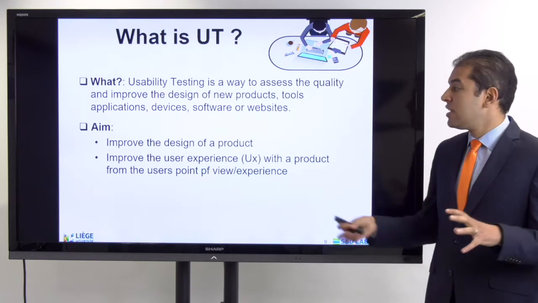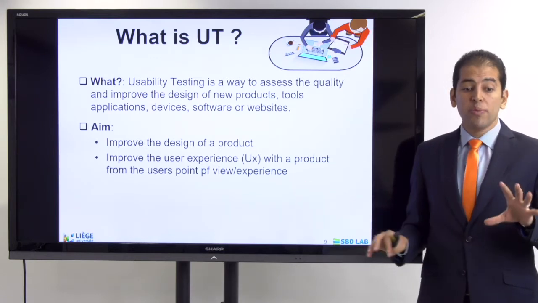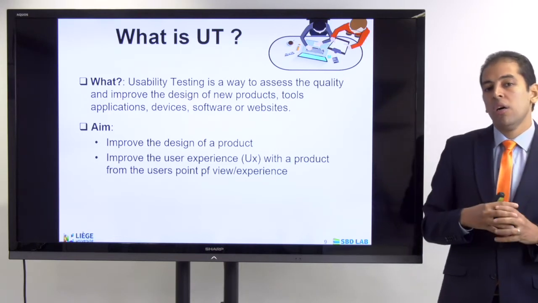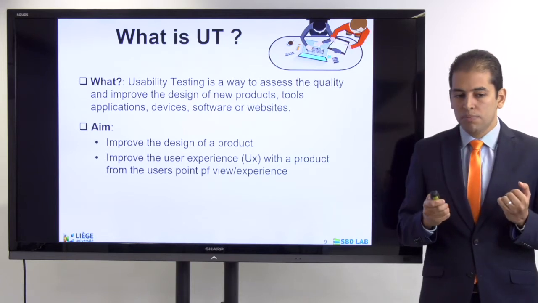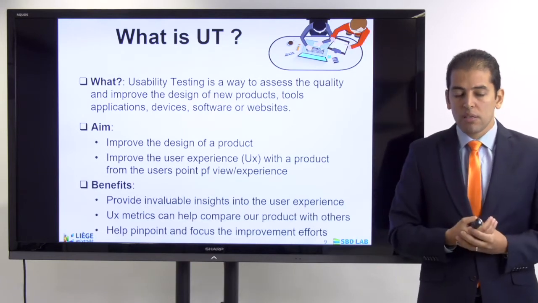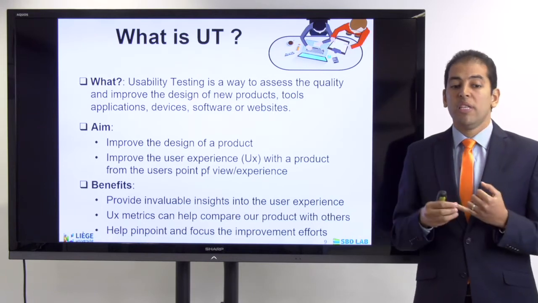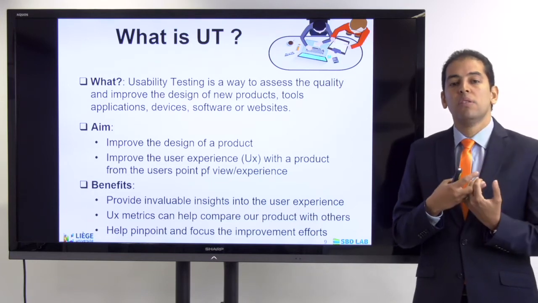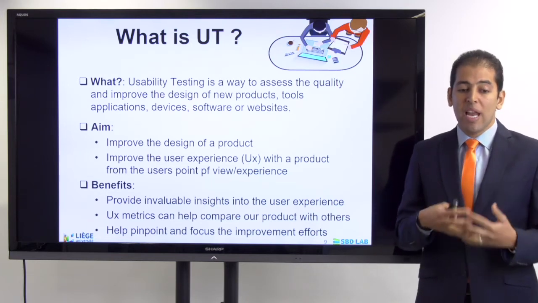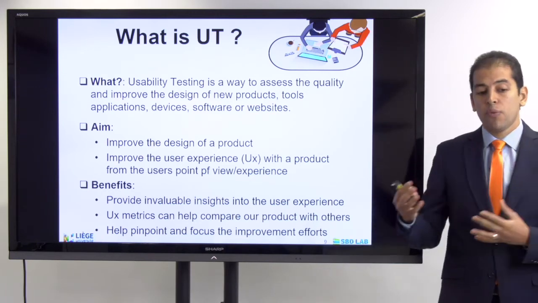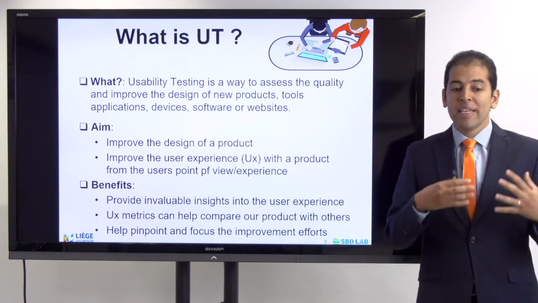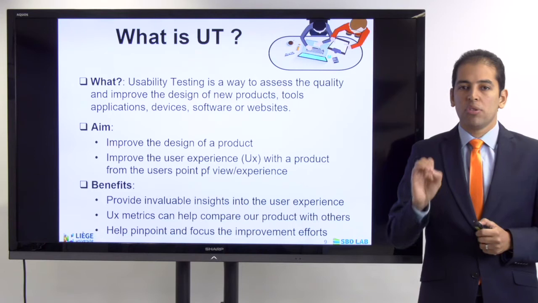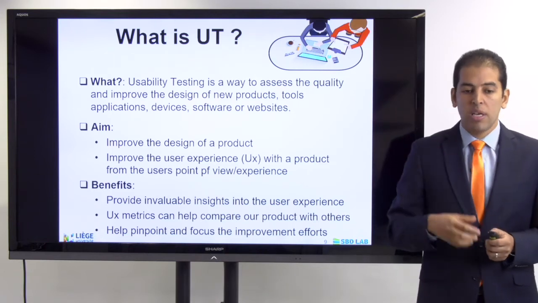The aim of usability testing is to improve the design of a product, and improve the overall user experience with a product from the user's point of view. Now, what are the benefits of doing that? There are a lot of benefits of usability testing. We provide invaluable insights into the user's experience. Usability experience metrics can help compare the product with other products if we are looking to do benchmarking, and they can help pinpoint and focus the improvement efforts. In this way, we can make sure that what we are designing or proposing is working.